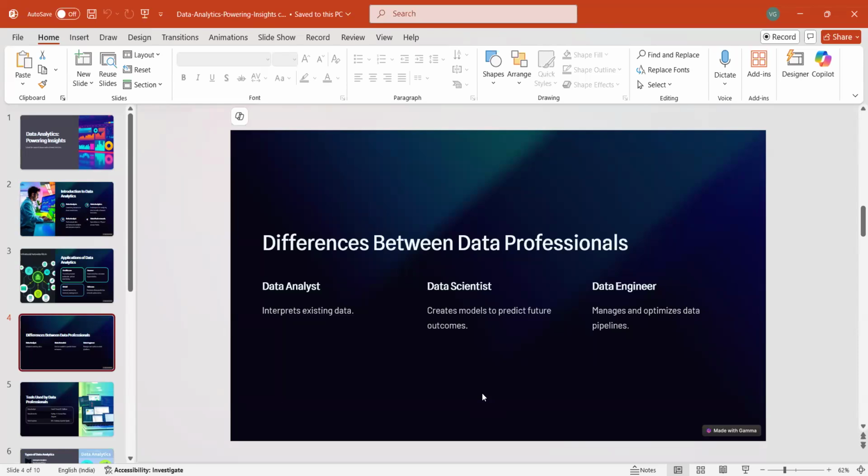What will be the requirements to be in that profession, for a scientist or engineer or analyst? And what are the differences between them? Because all three of them deal with the data only, but the roles and responsibilities may differ slightly, right? These are the differences they have.